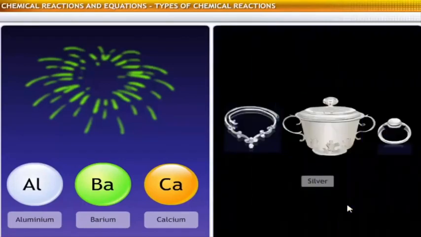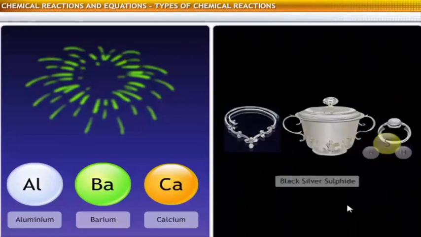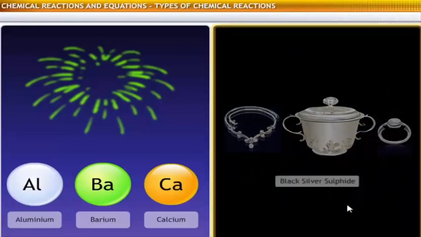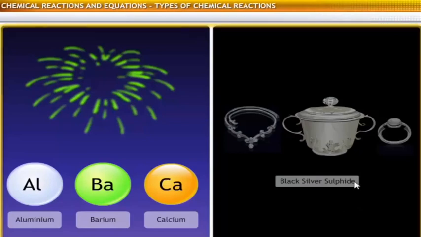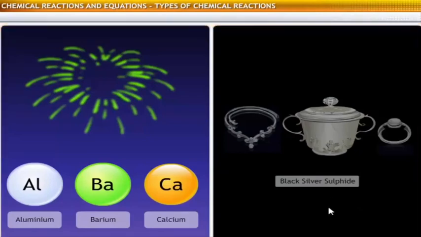Similarly, silver reacts with hydrogen sulfide in air and forms black silver sulfide. Thus, silver combines with sulfur in this reaction. All chemical reactions can be classified based on the different ways in which elements react with each other.